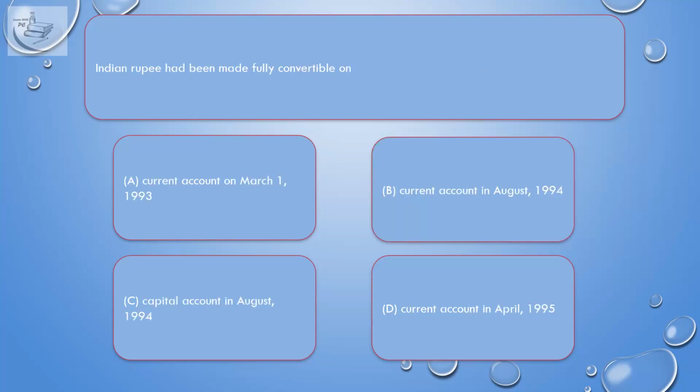Question: Indian rupee had been made fully convertible on A. Current account on March 1, 1993. B. Current account in August 1994. C. Capital account in August 1994. D. Current account in April 1995. Correct answer is A. Current account on March 1, 1993.